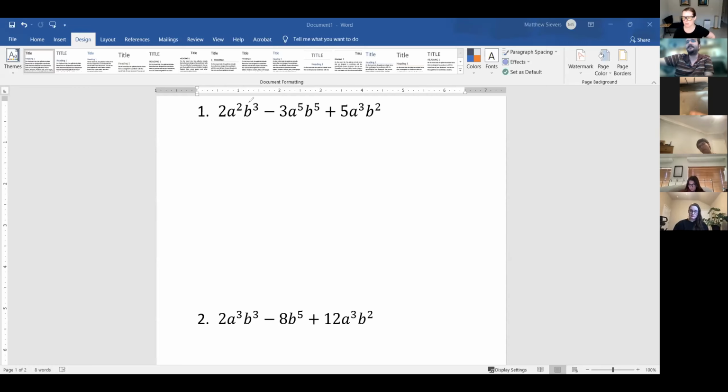If I'm looking at this one, I'm looking at the constants first. I want to find my GCF. What can I take out between 2, 3, and 5? Oh, there's no constants, but when I look at my A's, I have 2, 5, and 3. I can take out an A squared. I have the same amount, like 2, 3, and 5 here with my B's. I can take out B squared.